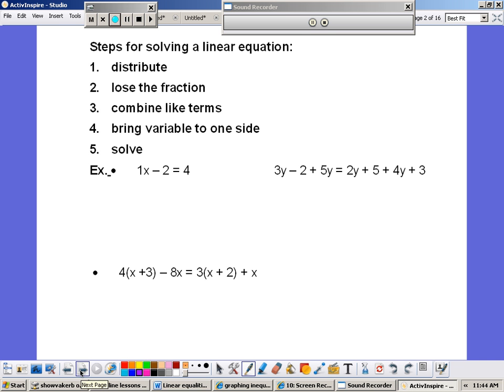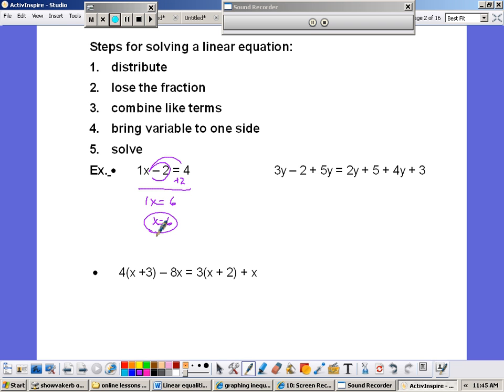Steps for solving a linear equation. Distribute, lose the fraction, combine like terms, bring variable to one side, and solve. Okay, so I am going to pick up my 2 and bring it over. Okay, 1x equals 6, so x equals 6.